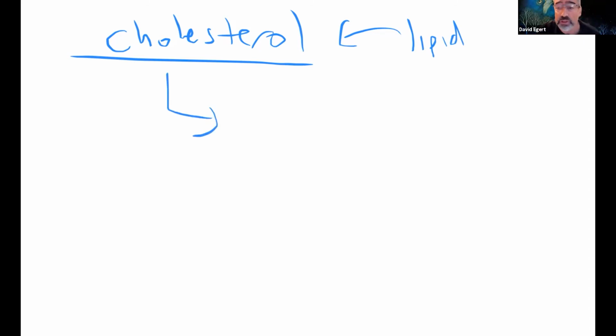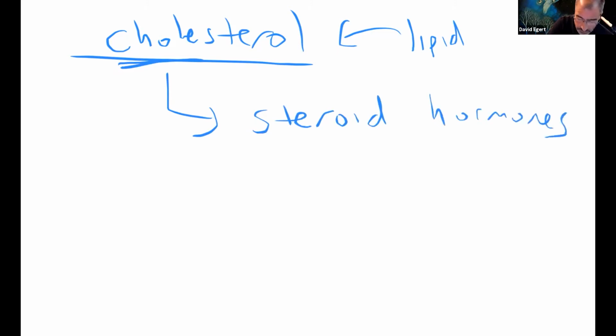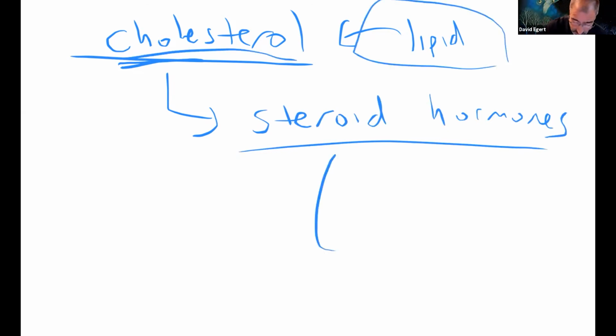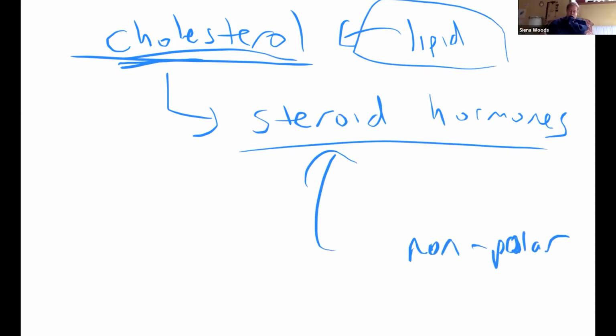Cholesterol is also going to be an important part of cell membranes, in a way that we'll talk about in a little bit. Cholesterol is also the starting point to make steroid hormones. So what's important here is, since steroids come from cholesterol and cholesterol is a lipid, steroid hormones are nonpolar, which means we're going to need to deal with them differently than other things in your body that dissolve in water.